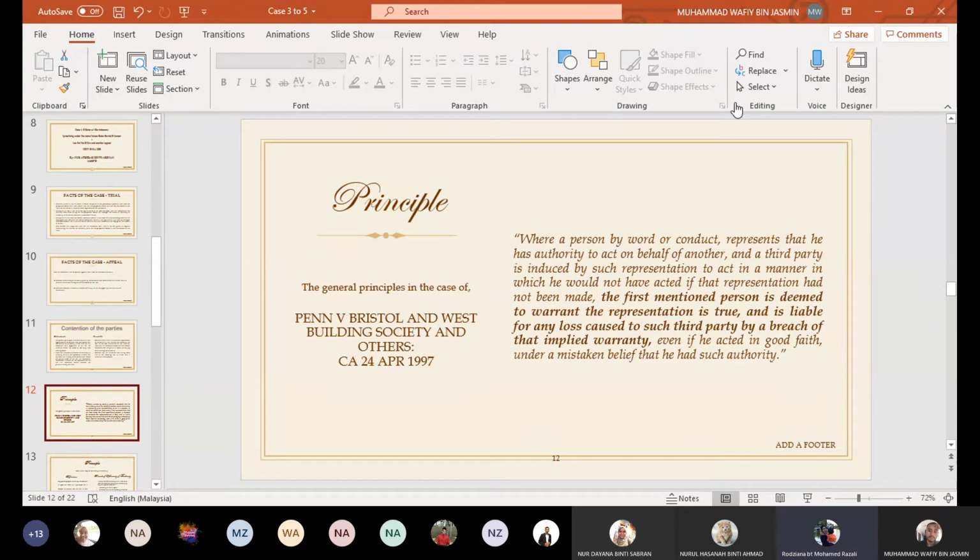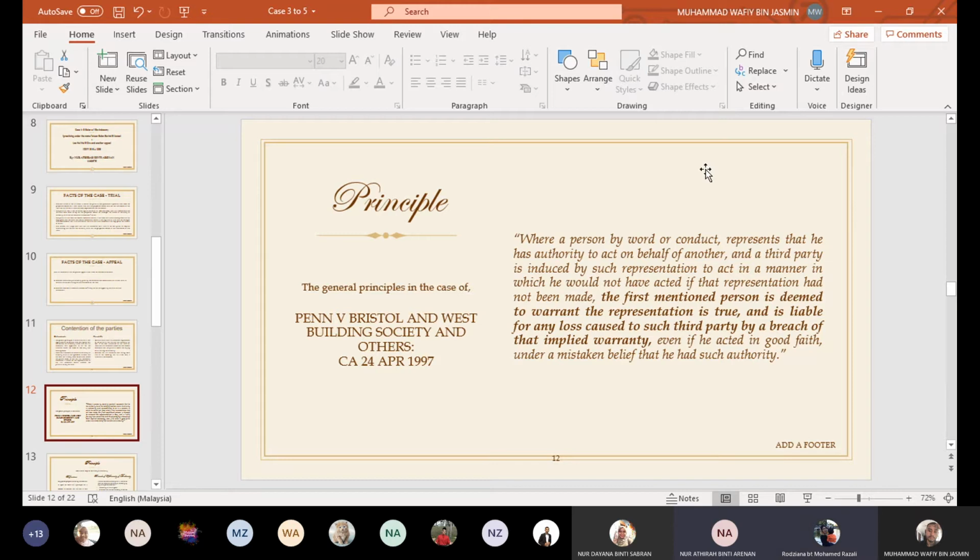So in the Penn and Bristol, did I discuss this in the lecture or not? No, madam. I extracted this from the current case.